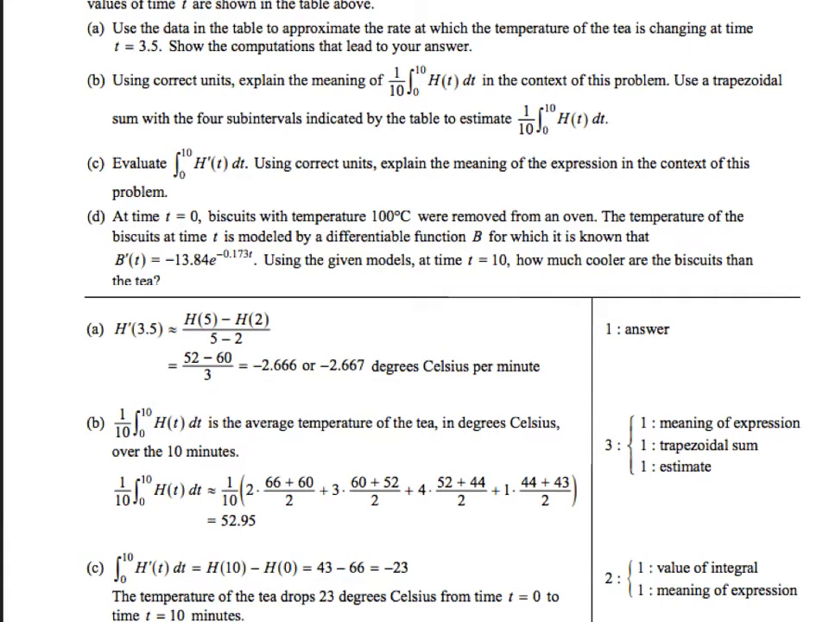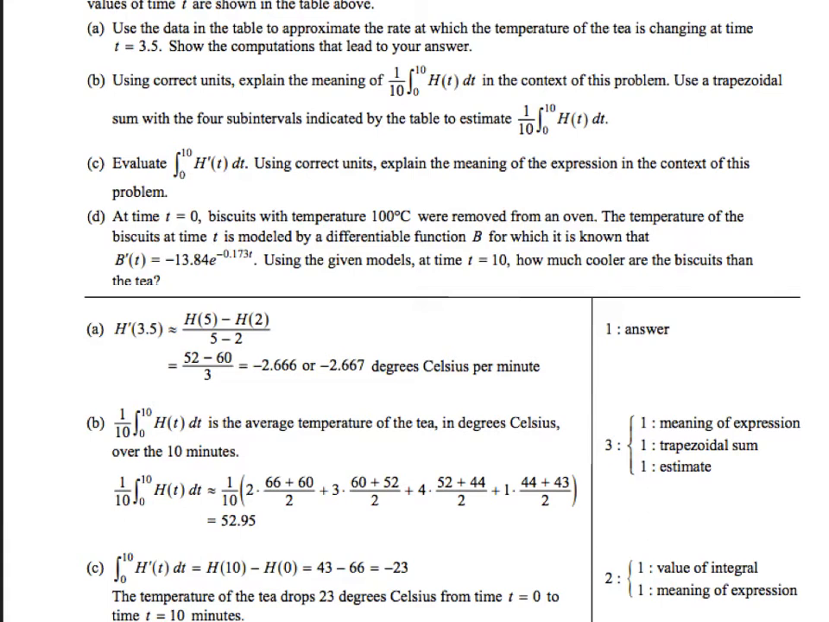Then the scoring is 1 for the meaning. Did you know that that is an average value? Number 2 is the trapezoidal sum, taking the value of the sum of all those trapezoids. And then the other one is the estimate. So the estimate is that actual final answer there. In other words, they're giving you a point for recognizing that you need to multiply by 1/10. 3 points for that.